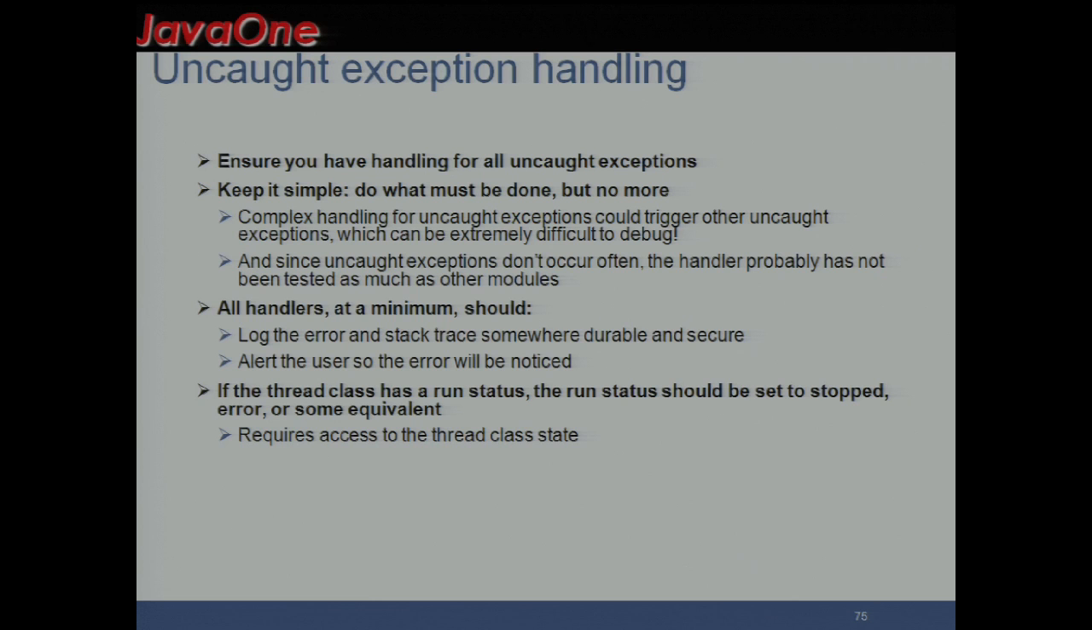And it's also probably true that your uncaught exception handler hasn't been tested as much as your other classes. So you don't want a complex uncaught exception handler. All handlers at a minimum should log the error and stack trace to somewhere where you're going to actually be able to find it, like a trace file or something, and you should let the user know that this occurred. If you've got a run status, you should set that to stopped, error, or some other equivalent, and to do that though you've got to have access to the thread class state.